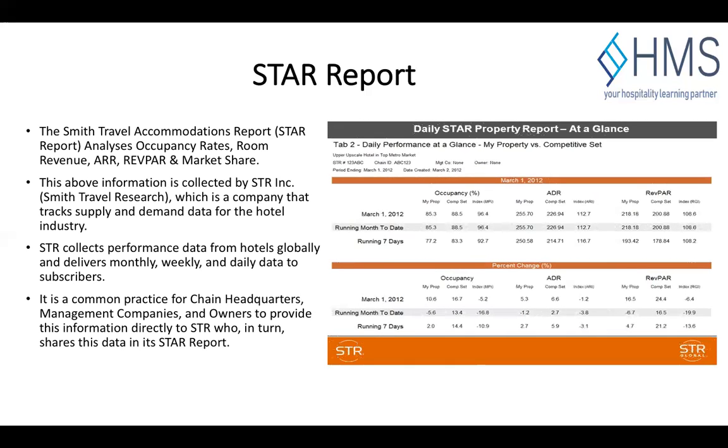A typical STAR report looks like this, whereby the occupancy is mentioned here, the ADR, and the revenue per available room. And for the occupancy, ADR, and RevPAR, the percentage changes are also mentioned. And this is directly issued by STR. And here again, it's my property versus the competitive set: upper upscale hotels in top metro markets. So again, it considers location, it considers the category of the hotel as well. So here we can see STR number 123, ABC, chain ID ABC 123, management company none.